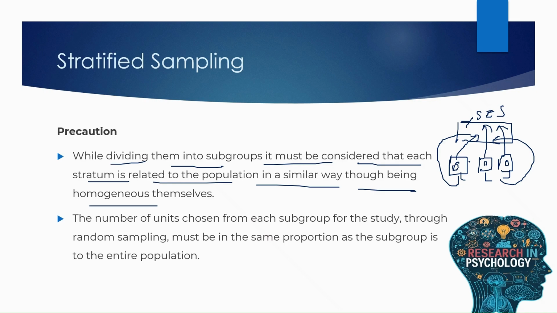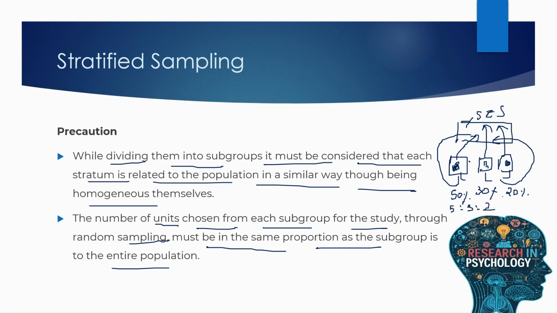They are independent from each other, different from each other. Then the number of units chosen from each subgroup for the study through random sampling must be in the same proportion as the subgroup is to the entire population. Which means if in my population this triangle represents 50%, the square represents 30% and maybe this circle represents 20%, then in my sample also it should be in the same ratio, 5:3:2. Whatever is the ratio of my strata in the population, it should be similar in my sample also.